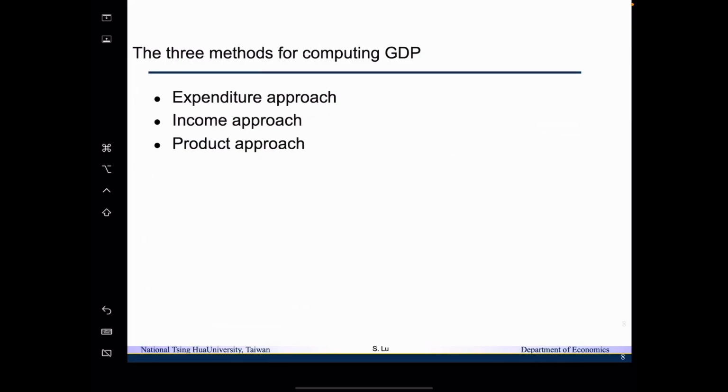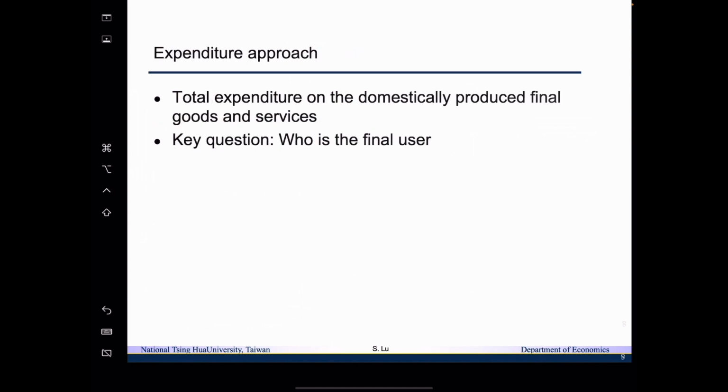Now let's look at the three methods for computing the GDP. These three methods include the expenditure approach, the income approach, and the product approach. So now let's begin with the expenditure approach.